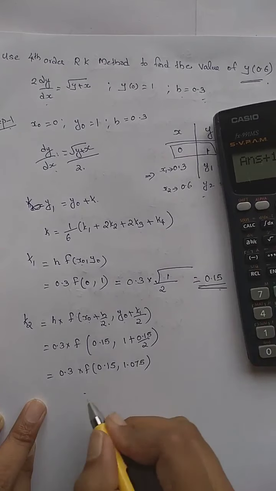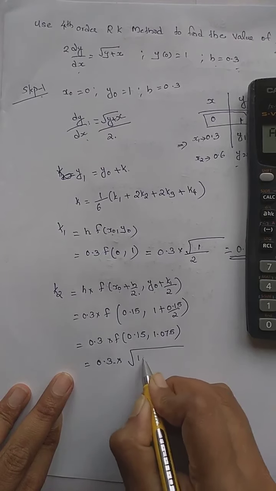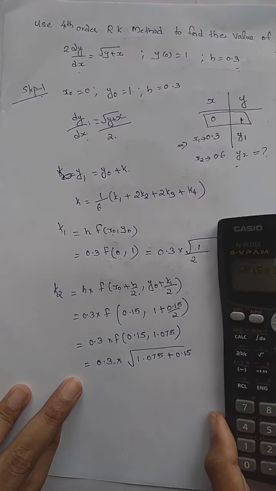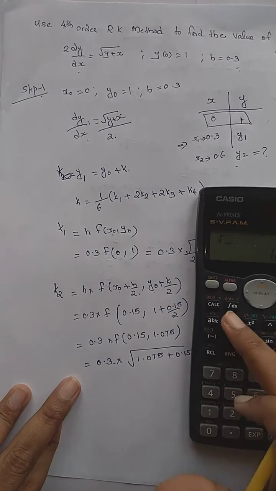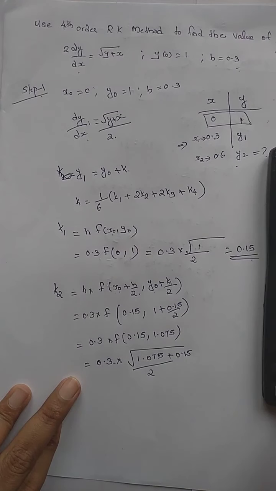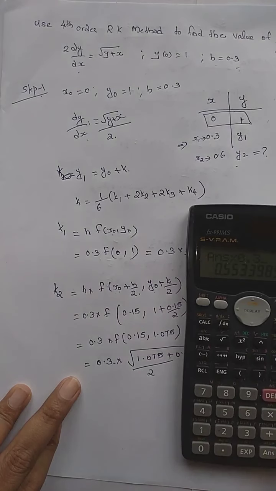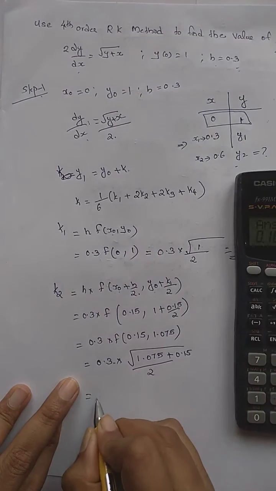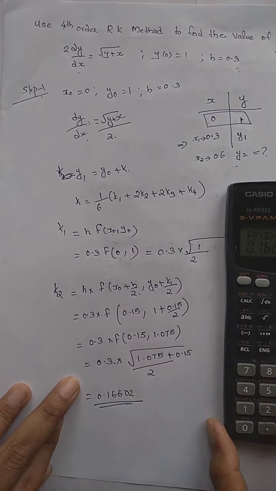And if we substitute this, we will get 0.3 into root of 1.075, that is y, plus x value is 0.15. So I am writing plus 0.15. You will get 1.225. Root answer, you will get 1.106 divided by 2, I will get 0.55 into 0.3. Then I will get 0.1660, that is 0.166019. This is the value for my K2.